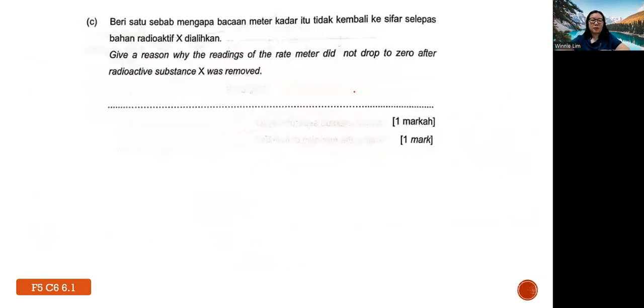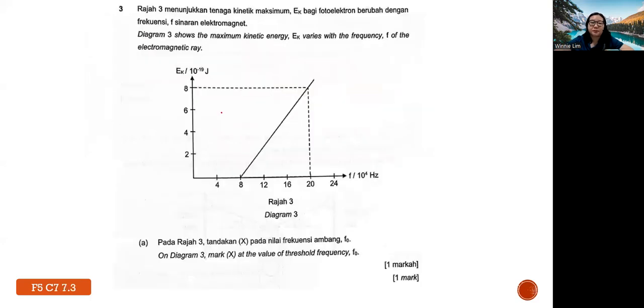Then proceed. Give a reason why the reading of the rate meter did not drop to 0 after radioactive substance X was removed. Okay, so the reason behind this is because there is background radiation. This background radiation can come from the sun, cosmic rays, or the ceiling, or concrete. They have a very small amount of radiation which is not harmful. So we call this background radiation.